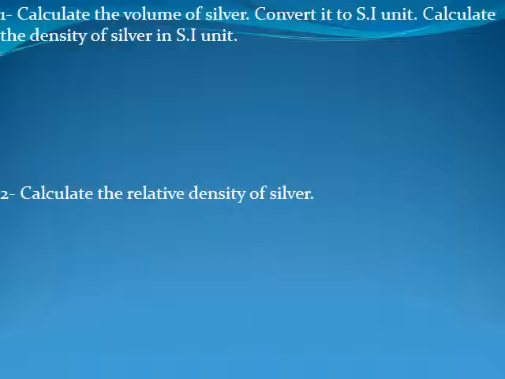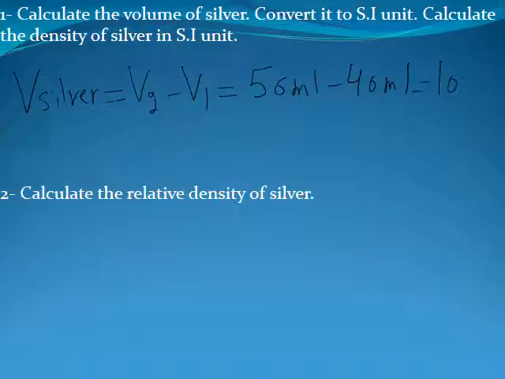Part 1. Calculate the volume of silver converted into SI unit, and then we have to calculate the density of silver into SI unit. Volume of silver, how can we calculate it? Do we subtract or add? V2 minus V1: 50 milliliter minus 40 milliliter is 10 milliliter, which is the same as 10 centimeter cube.